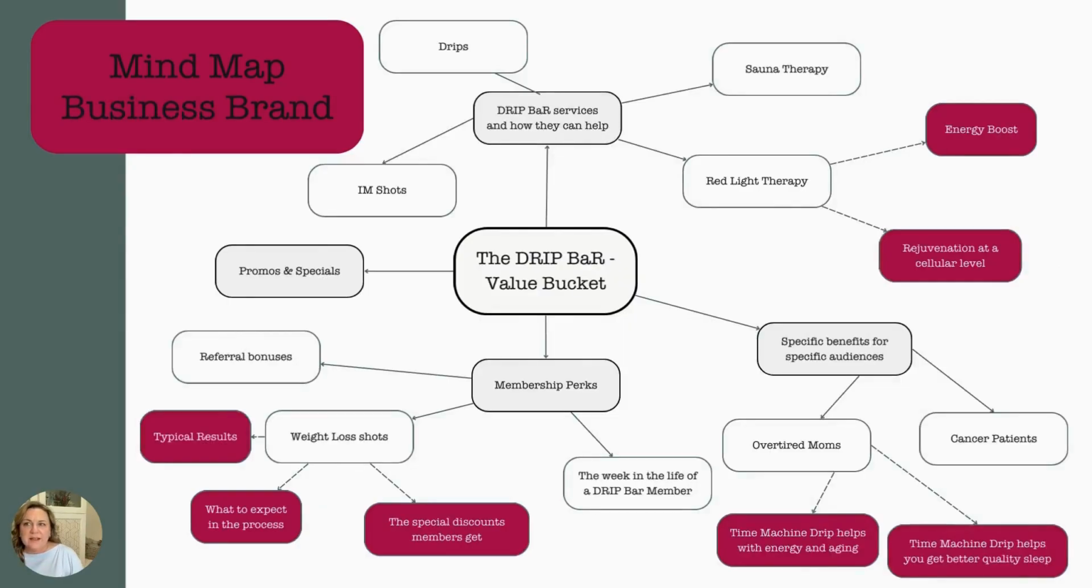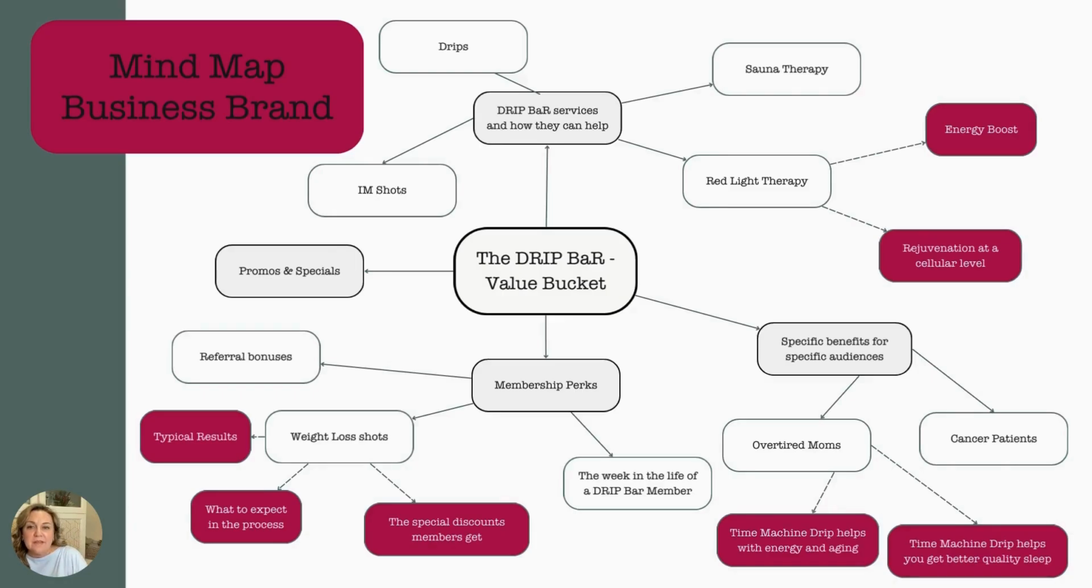Here's another quick example. This is a business brand. This is for a value bucket. This is for one of our clients right now. Actually, it's called the Drip Bar. It's IV Therapy, a brick and mortar building. Okay, it's a franchise, and this is one of the mind maps that I did for the Drip Bar. So you can see, let me get over here.